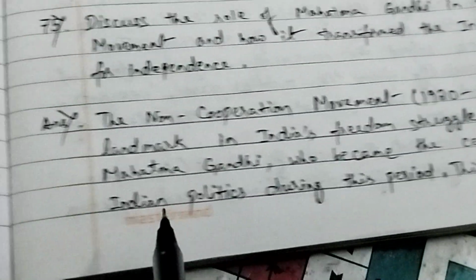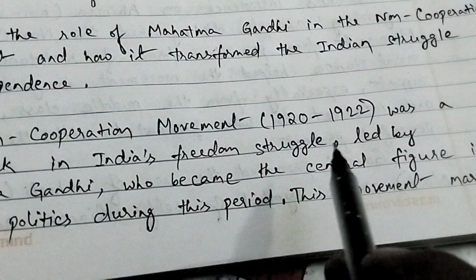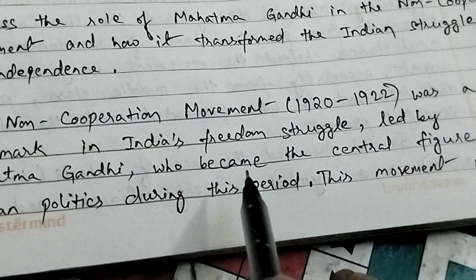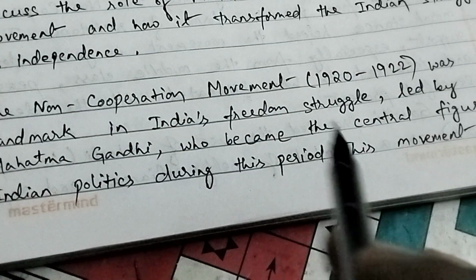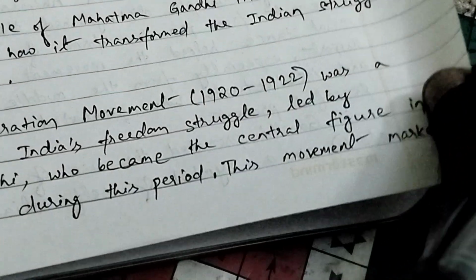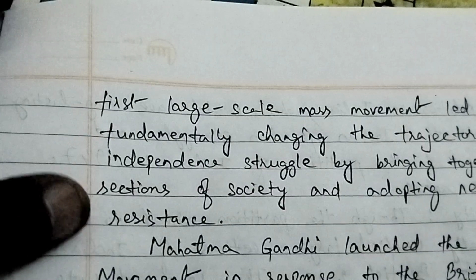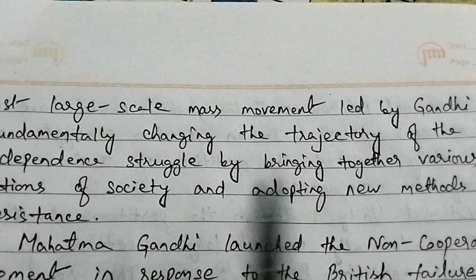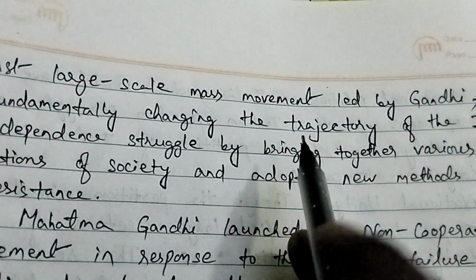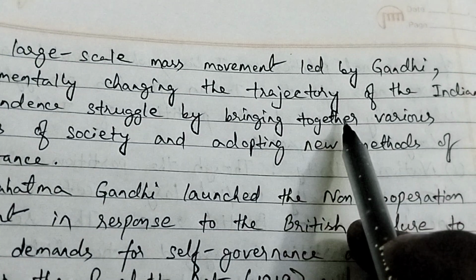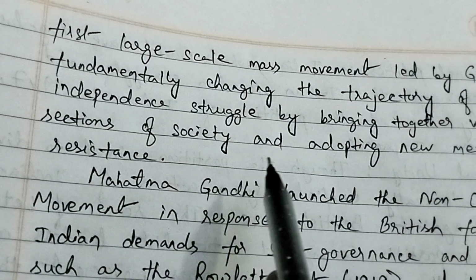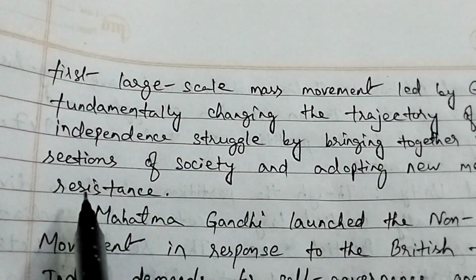The non-cooperation movement (1920 to 1922) was a landmark in India's freedom struggle led by Mahatma Gandhi, who became the central figure in Indian politics during this period. This movement marked the first large-scale mass movement led by Gandhi, fundamentally changing the trajectory of the Indian independence struggle by bringing together various sections of society and adopting new methods of resistance.